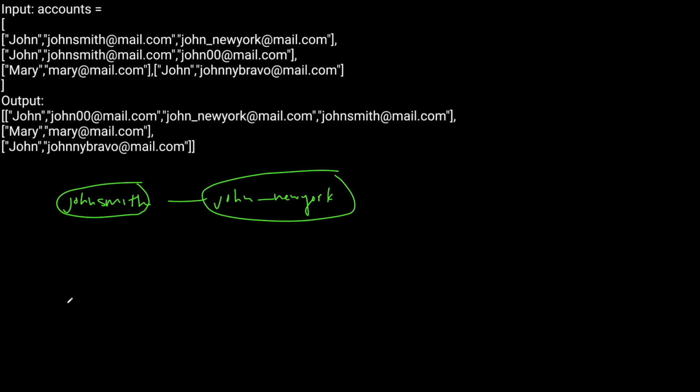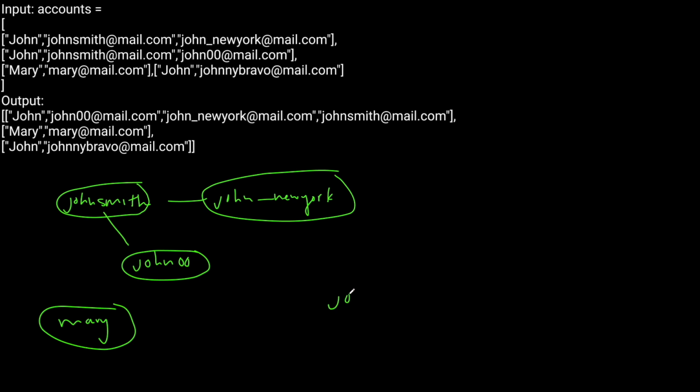And then we have this other John, and we have John Smith. Oh, wait, we've already seen this John Smith. So that means that this John Smith is also connected to this email, John00, so these two are also connected. And then we have Mary, who has Mary@mail.com. So we'll just write Mary, and we won't write the @mail.com. So we have this Mary email, and then we have this Johnny Bravo email.